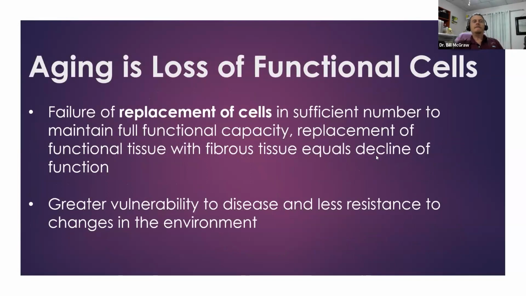As we age, there's a failure of replacement of cells in sufficient number to maintain full capacity, and replacement of functional tissue with fibrous tissue happens sometimes. What about breast fibroids, which I'll be talking about in a little while? What about uterine fibroids in women? And we have programs that will dissolve fibroids in people. And fibroids are typically an indication of toxicity in the human body.